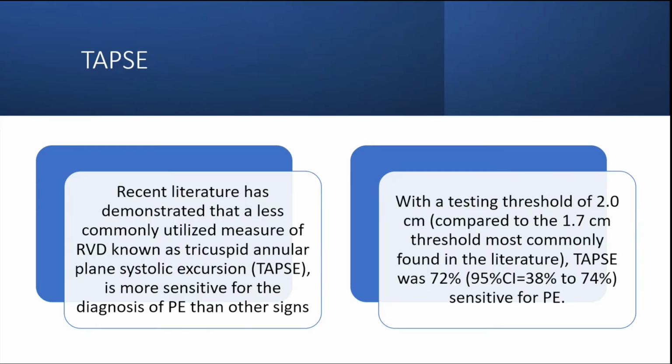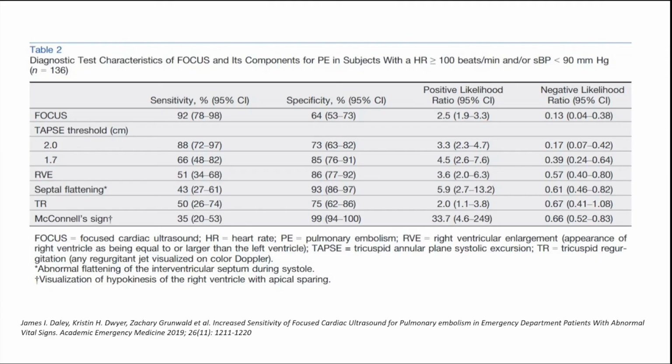Next, I'm going to talk about TAPSE. TAPSE means tricuspid annular plane systolic excursion. There's recent literature showing that it is actually more sensitive for diagnosis of PE than other signs. Here's another study showing TAPSE has pretty good sensitivity and specificity in diagnosing PE in patients with elevated heart rate and hypotension.